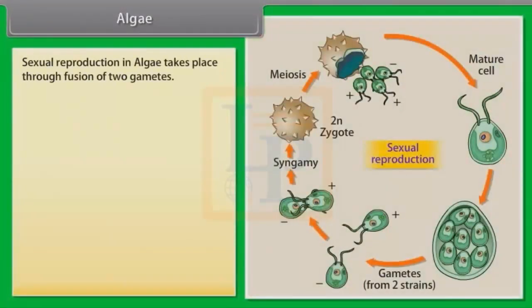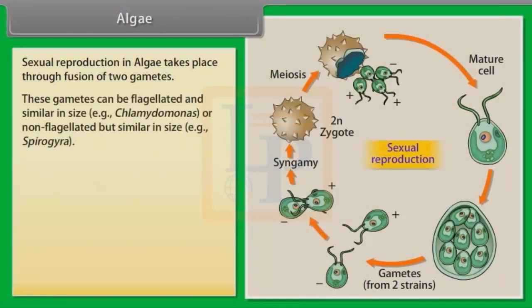Sexual reproduction in algae takes place through fusion of two gametes. These gametes can be flagellated and similar in size. Example, Chlamydomonas, or non-flagellated but similar in size. Example, Spirogyra. Such reproduction is called isogamous.